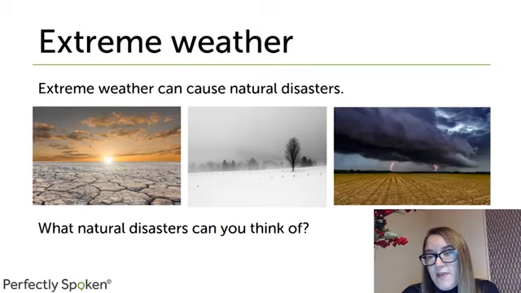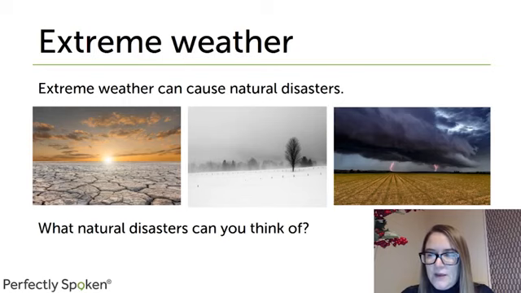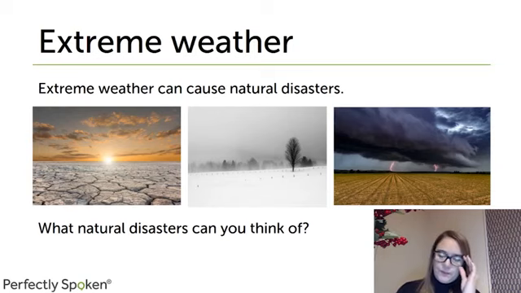Okay, so extreme weather can cause natural disasters. I've given you 3 pictures here to give you some ideas, but what natural disasters can you think of? So have a look at the pictures. What are they showing? And do you know any other kind of natural disaster? Maybe think back to news stories that have happened in the past year. What's been happening globally? So have a think and make a note of any natural disasters that you can think of.